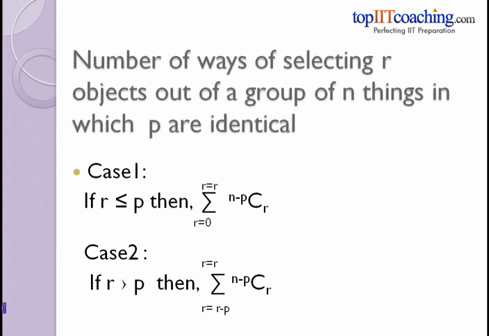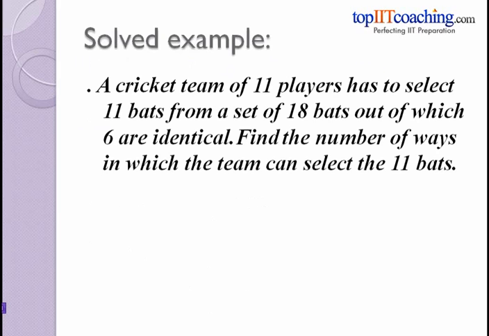Let's try to solve an example to understand this concept. A cricket team of 11 players has to select 11 bats from a set of 18 bats, out of which 6 are identical. Find the number of ways in which the team can select the 11 bats. That is to say, there is a set of 18 bats, and out of those 18 bats, 11 bats are to be selected, but given that 6 bats are identical, we have to find the number of ways in which those 11 bats can be selected from a group of 18 bats in which 6 are identical.